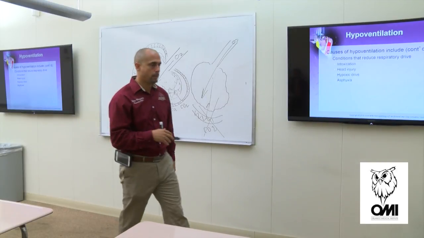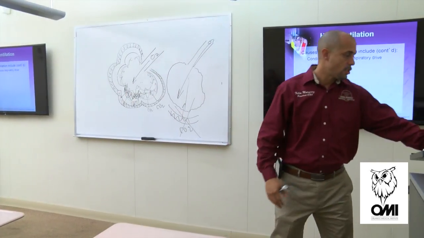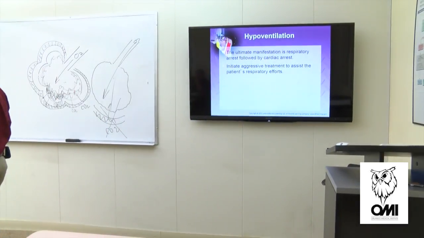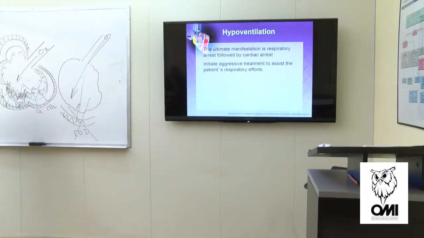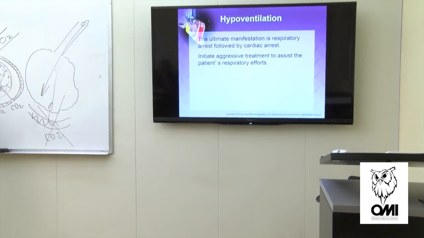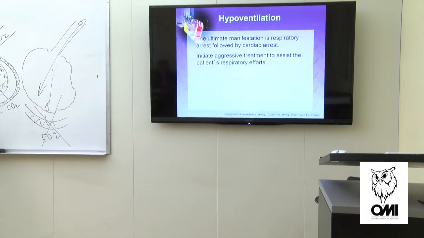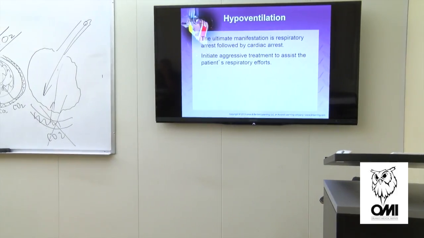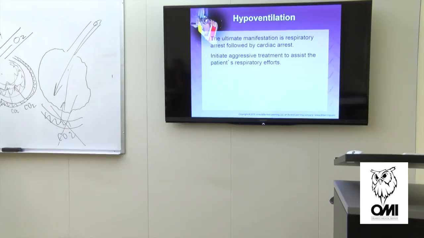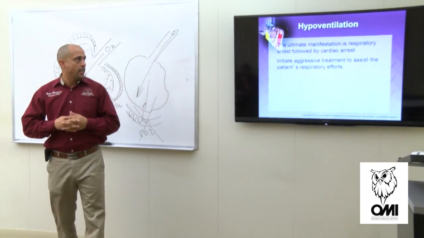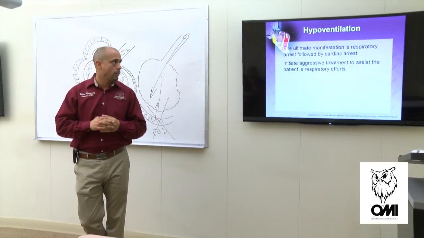Asphyxiation is simple in itself, right? Strangle somebody, it's going to knock them out. Or vice versa, a significant blow to the chest wall, causing your ventricles and everything to pump backwards, can cause asphyxiation as well. Strangling, hanging themselves, stuff like that. So the ultimate manifestation is respiratory arrest followed by cardiac arrest.